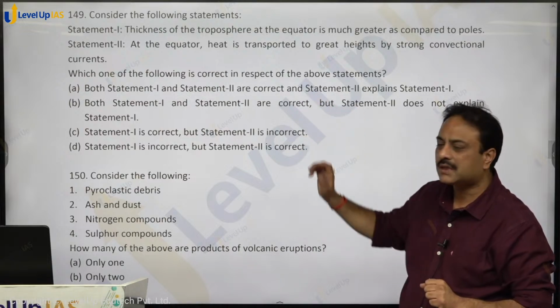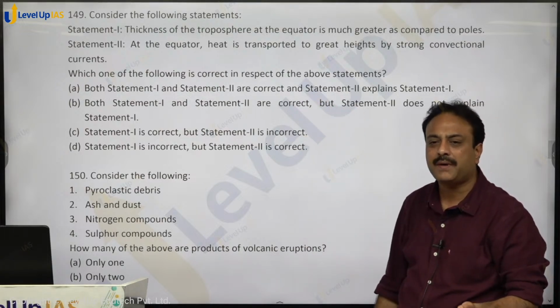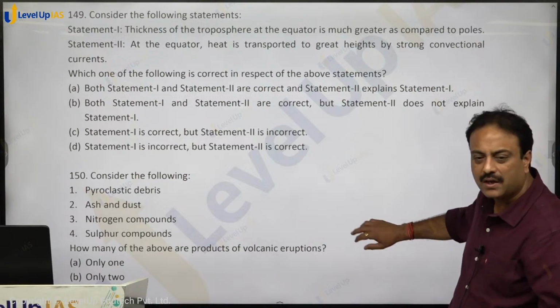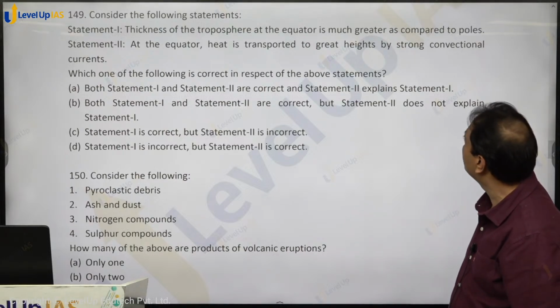So 1 is correct, 2 is correct, and 2 is the correct explanation for statement 1. So option A for apple shall be the right answer. Clear on that?